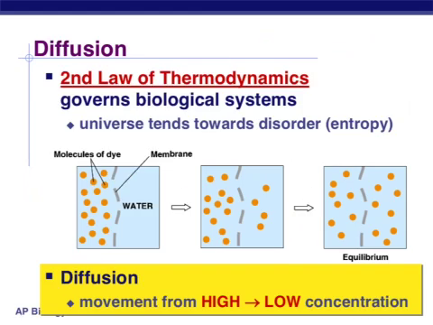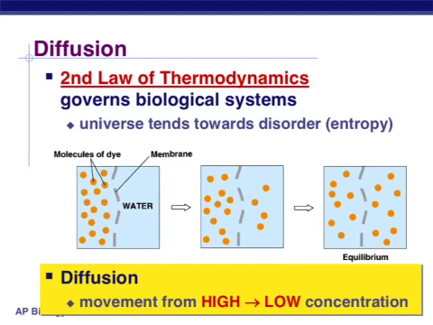So you should be really familiar with the concept of diffusion. And diffusion is based on the second law of thermodynamics. All biological systems are based on the second law of thermodynamics. And that says that the universe tends towards disorder or entropy. Things like to be in disarray. So the way we see that in diffusion is everything likes to be equal. We like to be all spread out. We like to be in equilibrium. And that's what diffusion allows molecules to achieve.